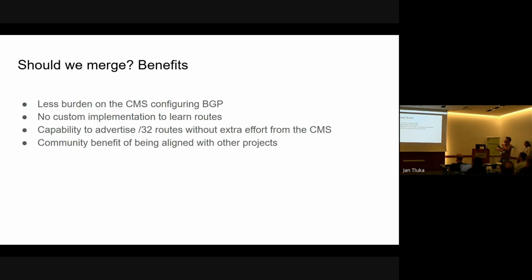We could also benefit in the future from the ability to advertise /32 routes, which is what OVN calls connected hosts. We have thoughts on how we can leverage this for some of our features. And of course, there is the benefit of being aligned with the community, so that we can benefit from future OVN BGP features, as well as being able to contribute back with ideas for OVN BGP.